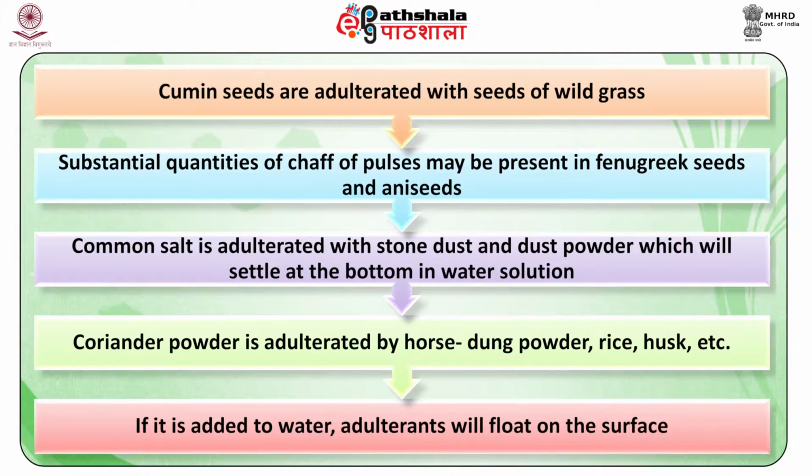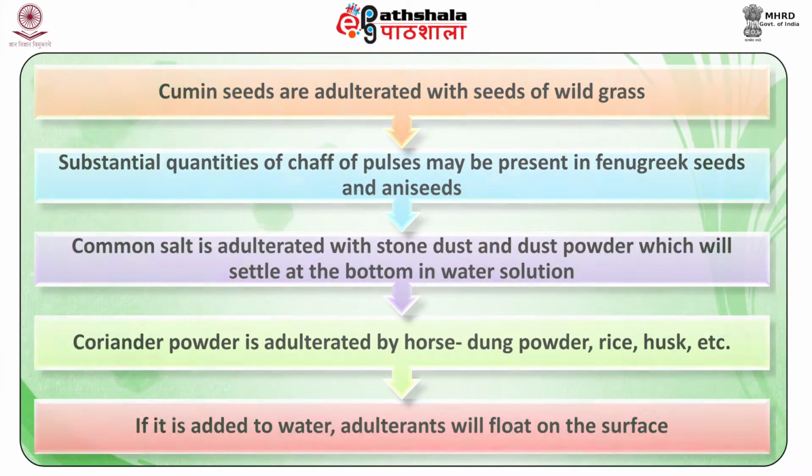Cumin seeds are adulterated with seeds of wild grass. Substantial quantities of chaff of pulses may be present in fenugreek seeds and anise seeds. Common salt is adulterated with stone dust and dust powder, which will settle at the bottom in water solution. Coriander powder is adulterated by horse dung powder, rice, husk, etc. If it is added to water, adulterants will float on the surface.